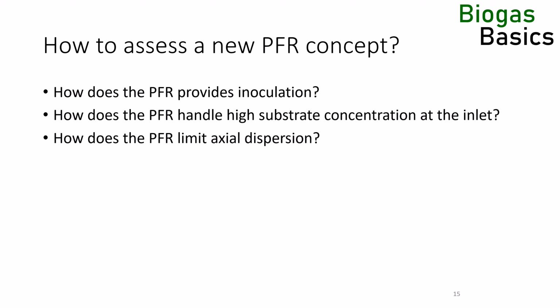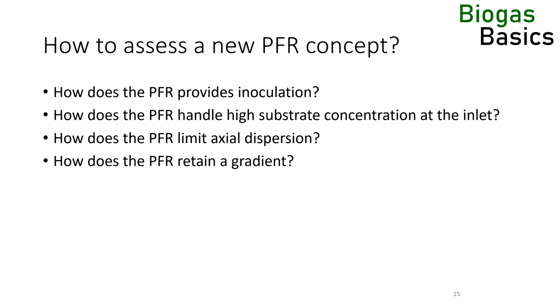How does the reactor limit axial dispersion? What does the mixing system look like? Does it have special forms to reduce the induced volume flow of the mixers? Look for slow-moving large surfaces and high viscosities to minimize axial dispersion, maybe a screw along the reactor axis.